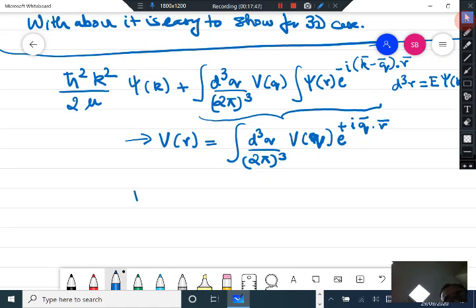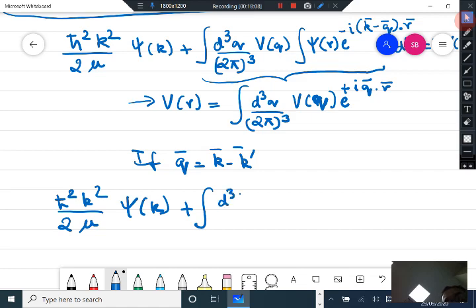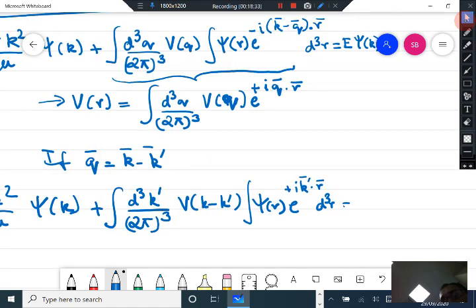And now if q is k minus k prime, then my above expression becomes h cross square k square by 2 mu psi k plus integral d cube k prime by 2 pi cube v of k minus k prime integral psi of r e raised to plus i k prime dot r d cube r is equal to E psi k.